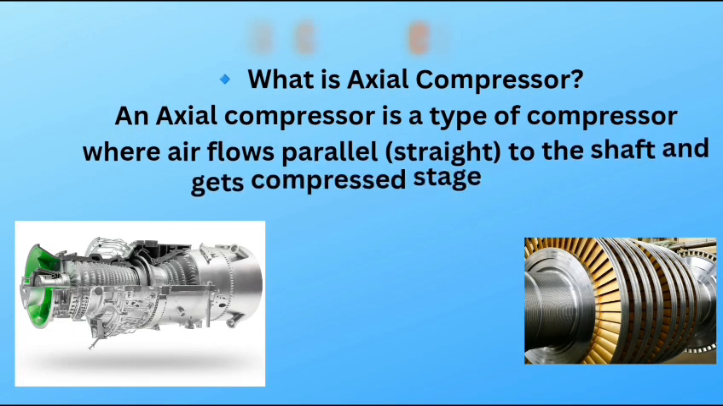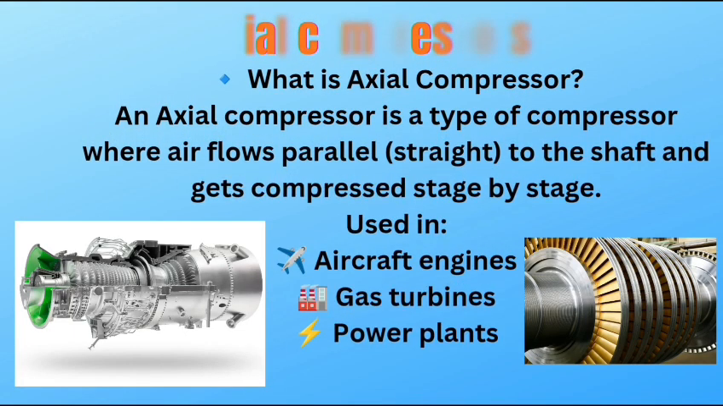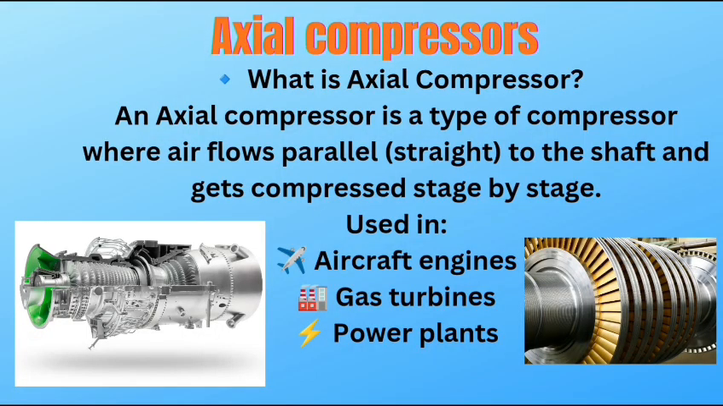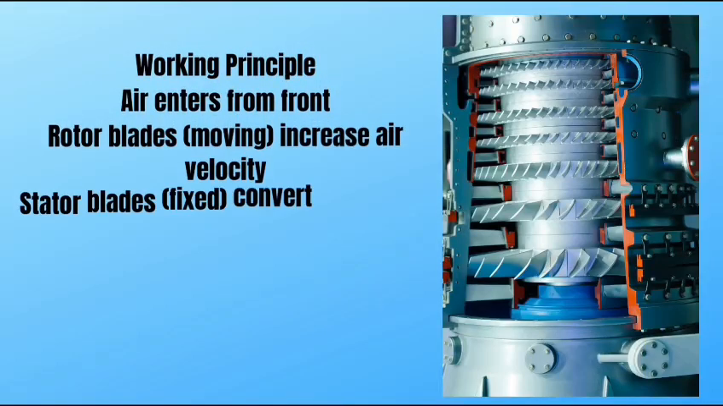Axial compressors. An axial compressor is a type of compressor where air flows parallel, straight to the shaft, and gets compressed in stages. Used in aircraft engines, gas engines, and power plants.